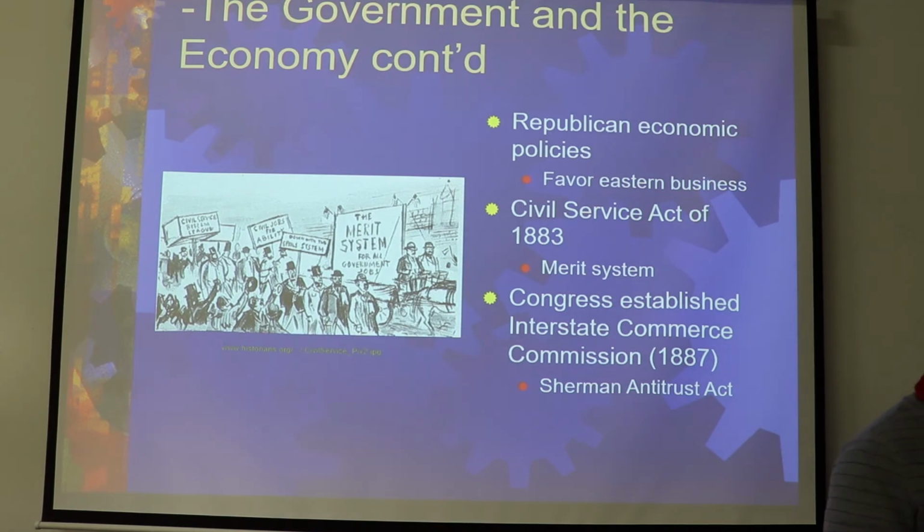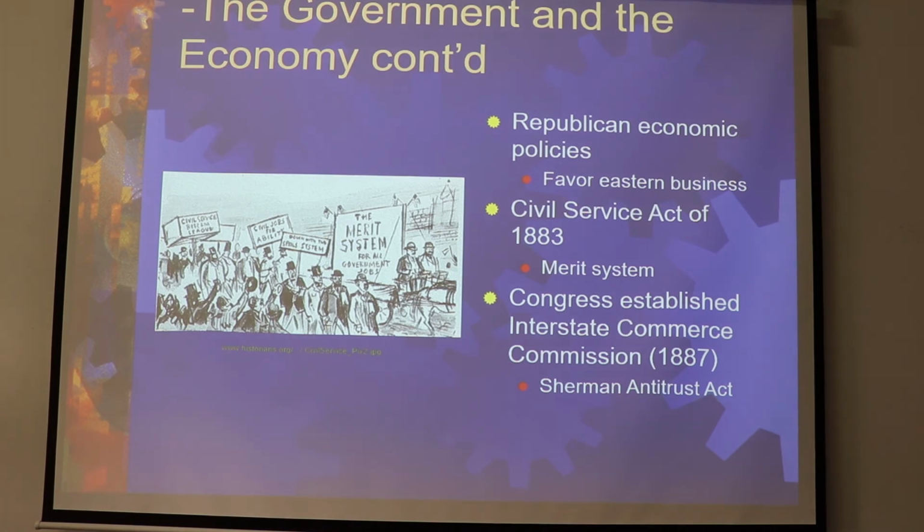All right, government and the economy. Basically, the Republicans, their economic policies favor Eastern businesses. They did get the Civil Service Act of 1883 passed, which put in a merit system, saying crazy stuff like if you were a mailman, you had to be able to read. But other requirements, minimum requirements that government employees had to meet.